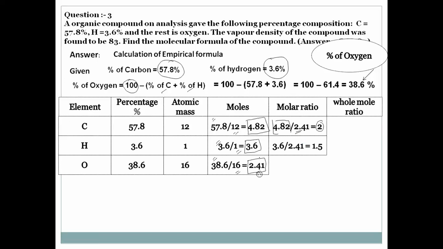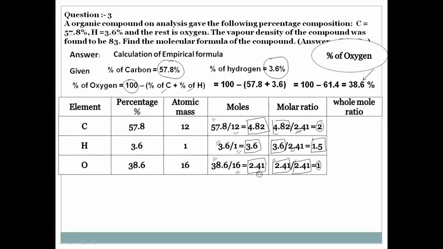When we calculate the molar ratio of hydrogen, the number of moles of hydrogen, that is 3.6, is divided by the least value, that is 2.41, and the answer comes to be 1.5. Now we calculate the molar ratio of oxygen, that is 2.41, the number of moles of oxygen, divided by the least value, that is 2.41. The answer comes to be 1.